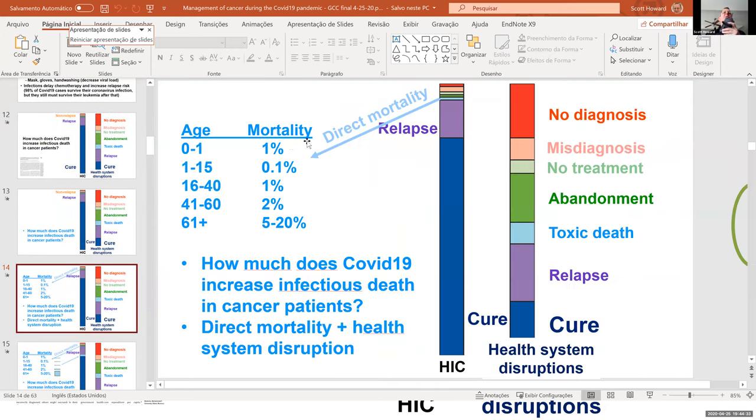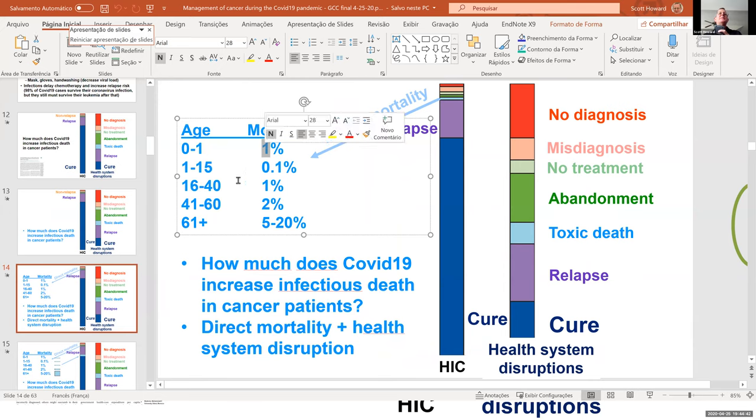So here, let me show you the direct mortality from coronavirus. It is highly age dependent. So age 0 to 1, risky, up to 1% mortality. Age 1 to 15, thank goodness for this low mortality rate, because all the pediatric patients fall into this group. 16 to 40, 1% of people. And these are people who already got infected.